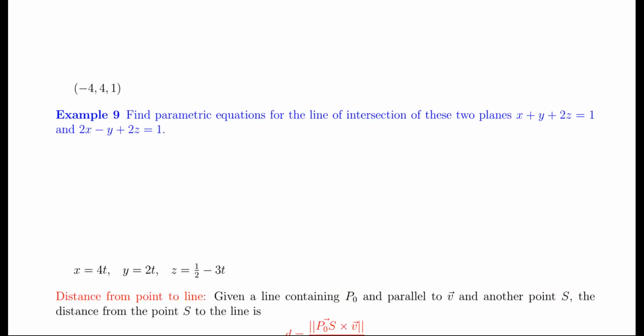And we want to find parametric equations for the line of intersection of these two planes, x plus y plus 2z is 1, and 2x minus y plus 2z is equal to 1. Whew. Okay. So we want a line of intersection of these two planes. First off, as long as two planes are not parallel, then their intersection will be a line. So how do we do that?